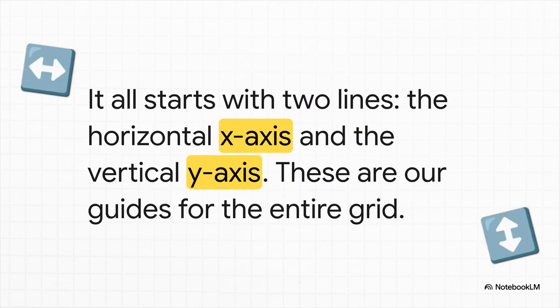The whole system is actually built on just two simple intersecting lines. First, you've got the x-axis, which runs side to side, horizontally. Then you have the y-axis, which goes straight up and down, vertically. These two lines are basically the main roads of our entire map.